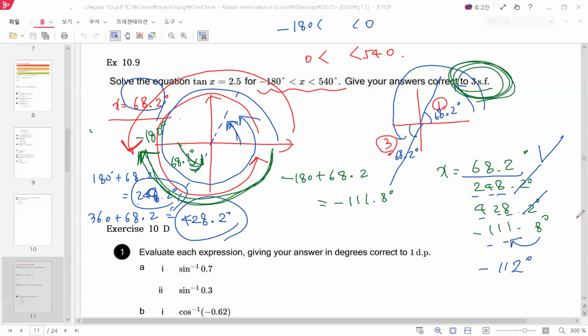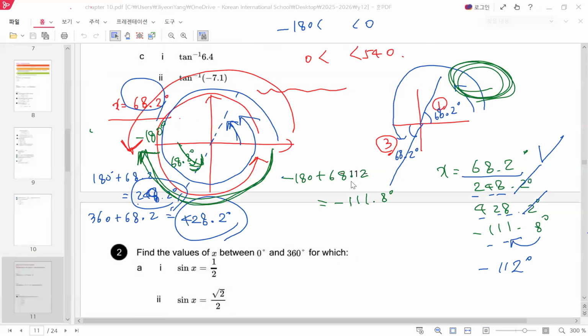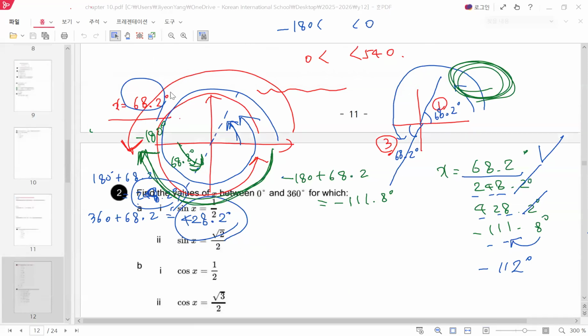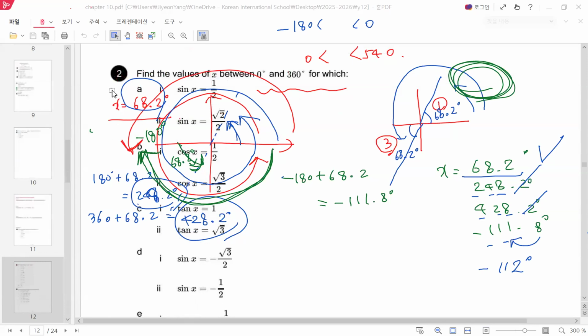I remember that so many of you answered incorrectly and got some deduction because you didn't see the condition, like 2 decimal places or 3 significant figures. Okay, I am going to skip this one because it's just simply using your calculator.